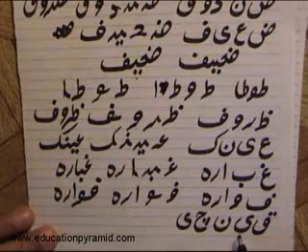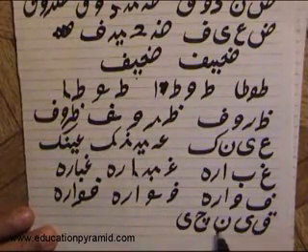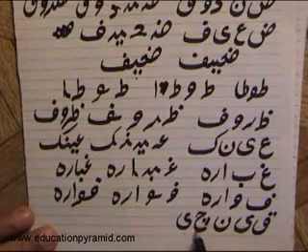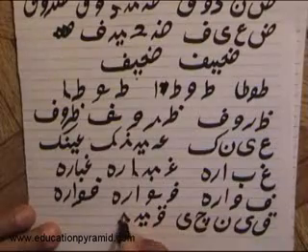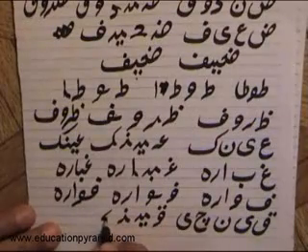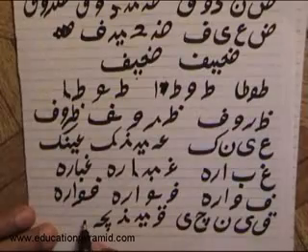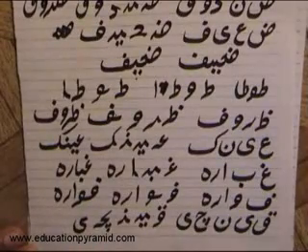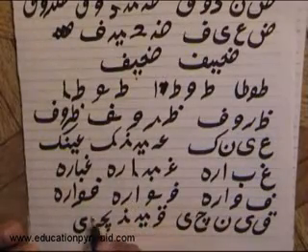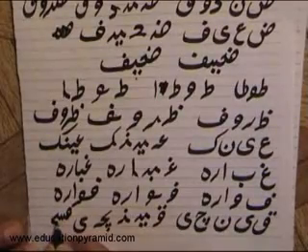Kaf, ye: ke. Noon: ken. Then che, ye: chi. Kenchi. Then ye, then noon, then che, which takes the middle position, and then the final position of ye. So we write kenchi like this: kaf, ye, noon, che, choti ye.